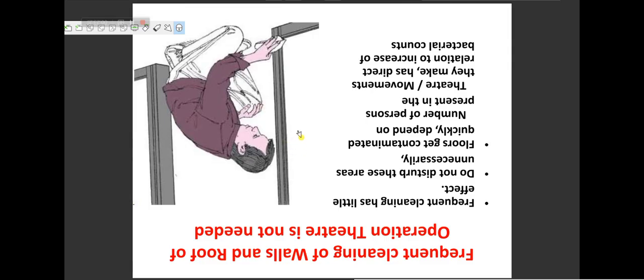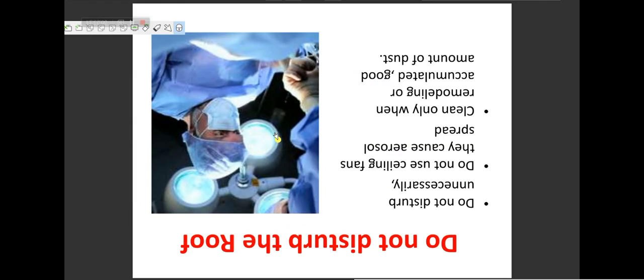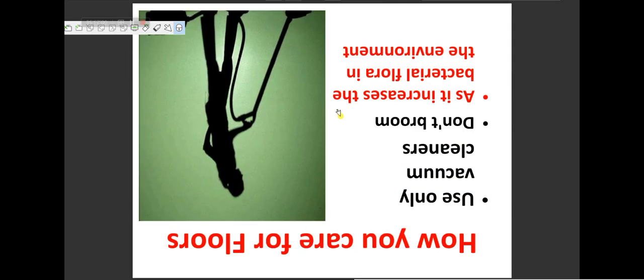Frequent cleaning of walls and roofs is not needed, but we should clean them once, twice, or thrice a week when it is required, right? And do not disturb the roof unnecessarily. Do not use ceiling fans, as they cause aerosol spread. Clean only when remodeling or when a good amount of dust has accumulated, right?